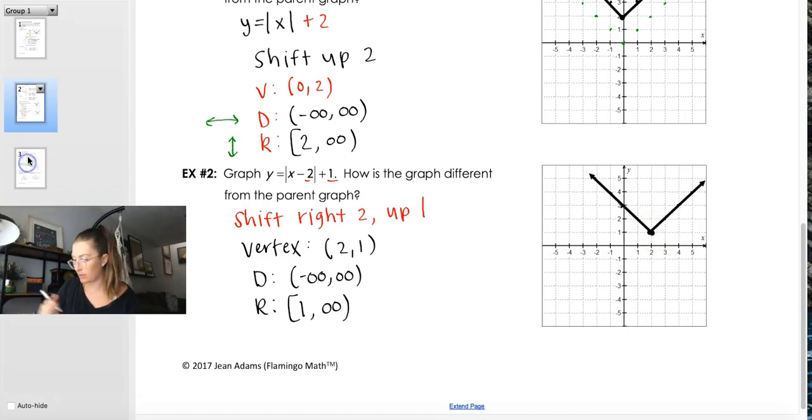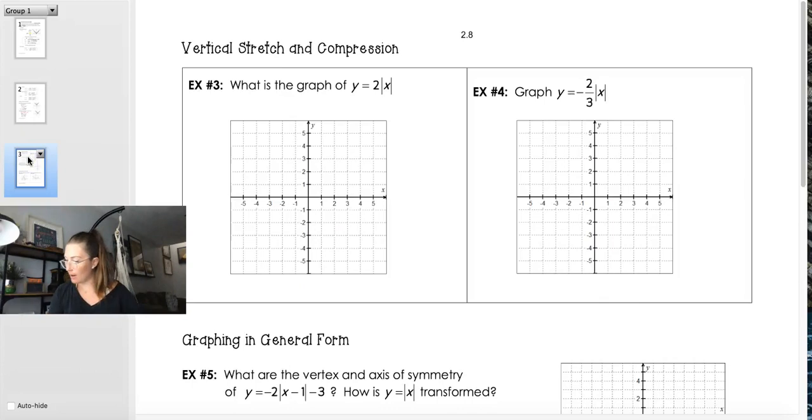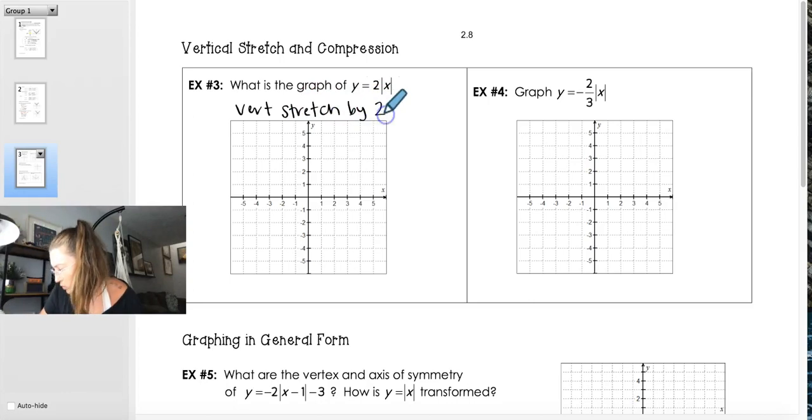All right, next page. Now we're talking about vertical stretches and compressions. So I will teach you guys how I do those. So this graph, y equals 2 absolute value of x. What is that 2 on the outside going to do to my graph? Well, it's on the outside, so same as what you think, it's being multiplied. So this is going to stretch my graph by 2. It's vertically stretching my graph by 2. So this is going to be a vertical stretch by 2.